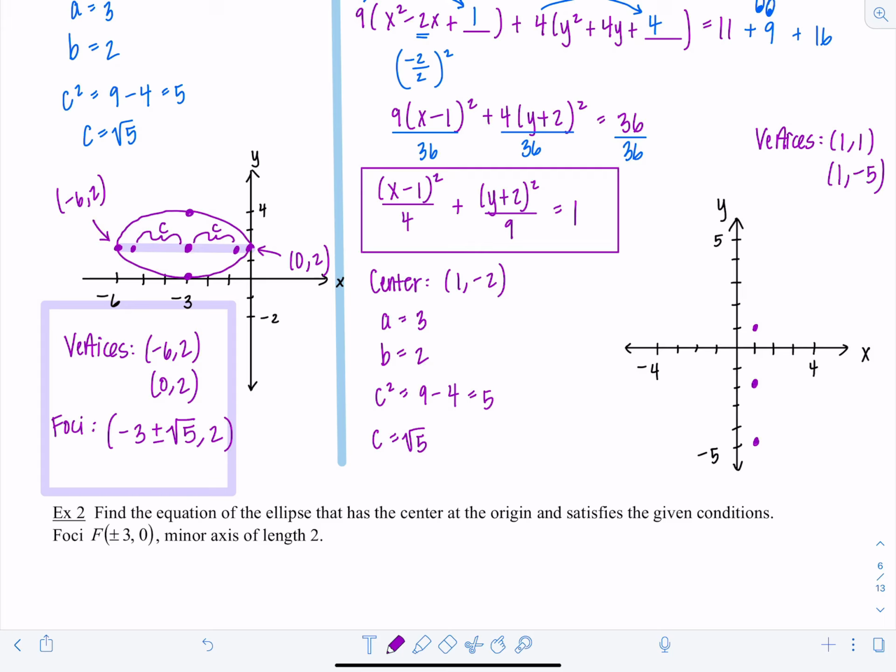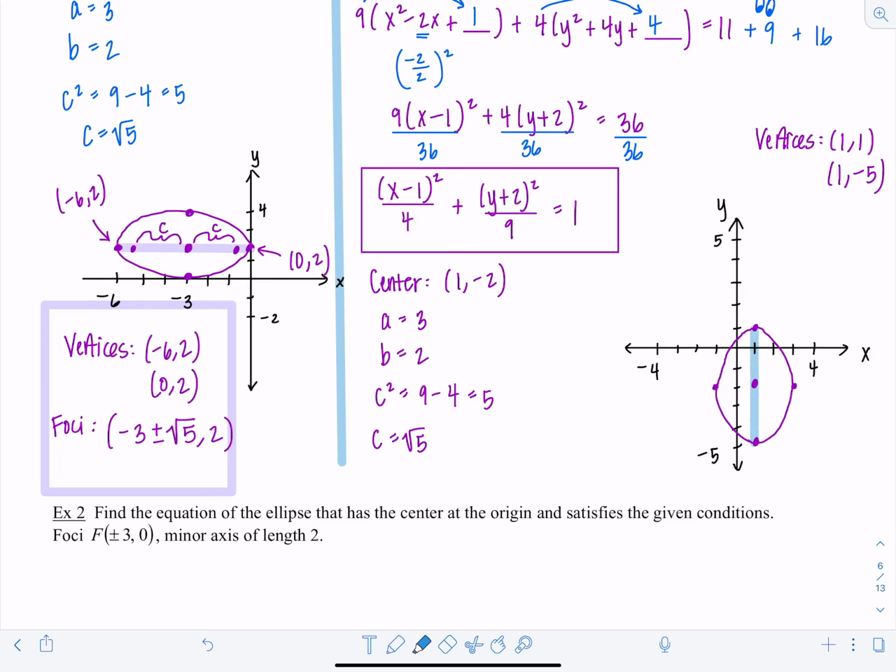Okay, and then in the x direction from the center, I'm going to go 2 units to the right and 2 units to the left. What are those points called? Nothing. They're just endpoints of the minor axis. Okay, so here's our ellipse. Looks good. Remember, here's the major axis.